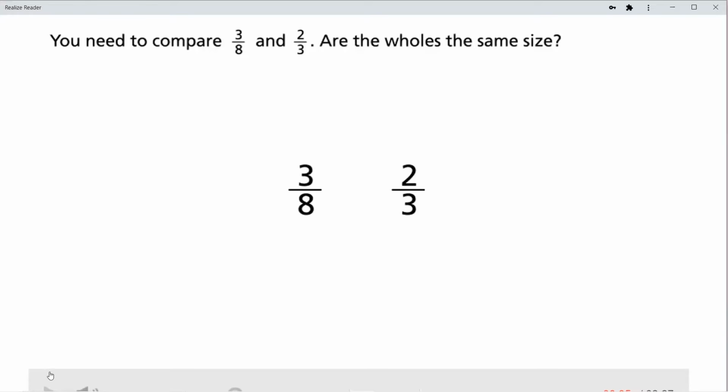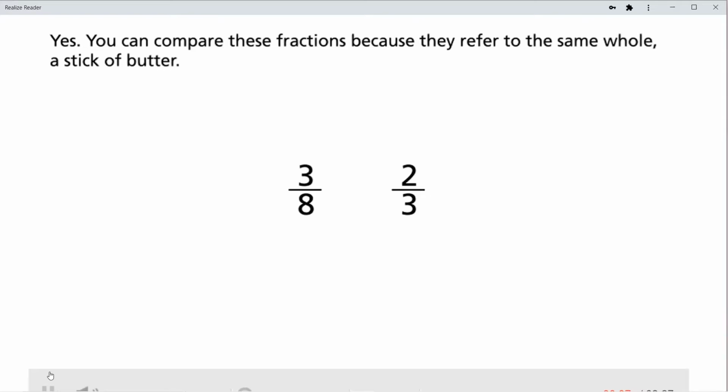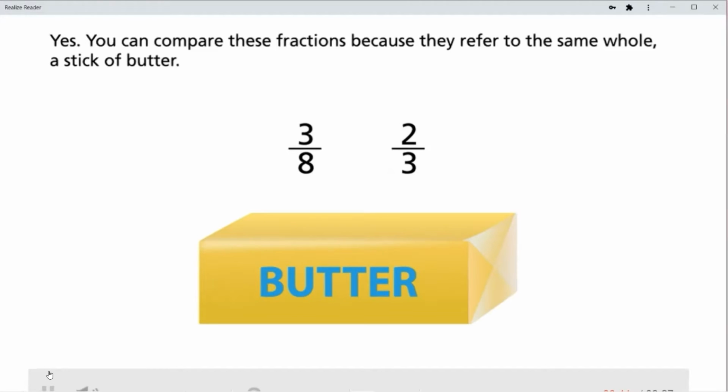So stop and think. Over here, are the wholes the same size? So the whole shape or the whole stick of butter, is it the same size? The whole is going to be the same. It's just cut into different size pieces. So it's either got bigger size pieces or it's got smaller size pieces, but your stick of butter is the same stick of butter no matter how many pieces you cut it into. Yes, you can compare these fractions because they refer to the same whole, a stick of butter.